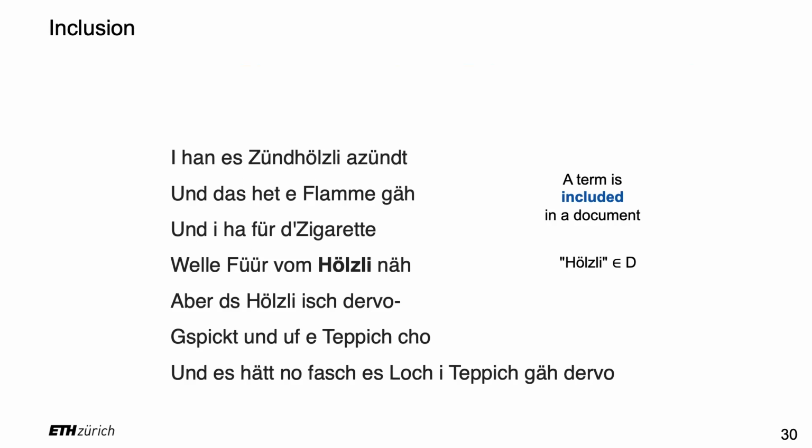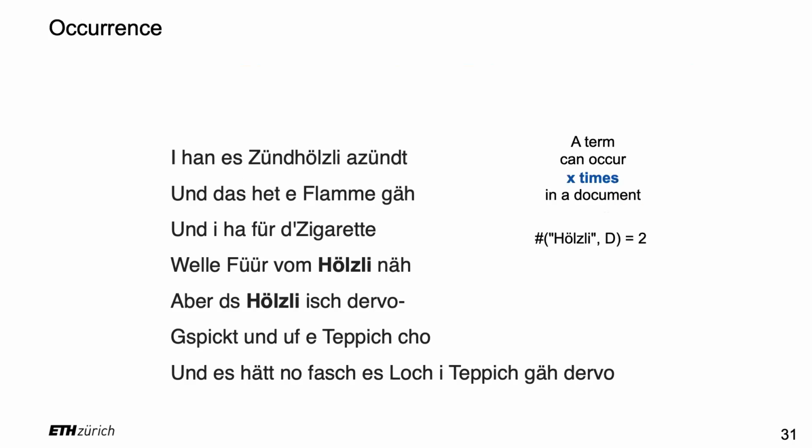Hölzli is a member of the document. It belongs to the document. So we have the notion of set here. However, you might have noticed that Hölzli appears several times, twice in fact. And that might be relevant to us. Maybe we want to actually take that into account when we query, because if a term appears twice in a document, it's not the same as if it appears just once, right?